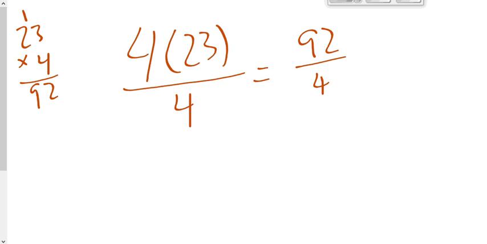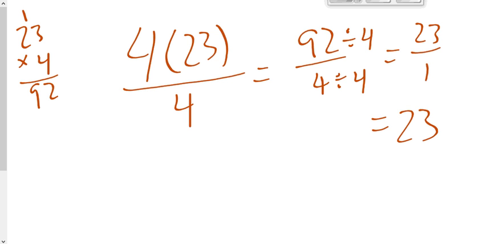But then look what I'm going to have to do, right? I'm going to have to turn around and divide both the top and the bottom by 4. 92 divided by 4 is 23. 4 divided by 4 is 1. And 23 over 1 is most simply written as 23. So you can see we get to the same exact spot.